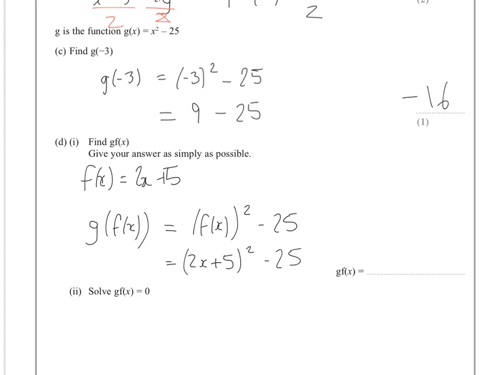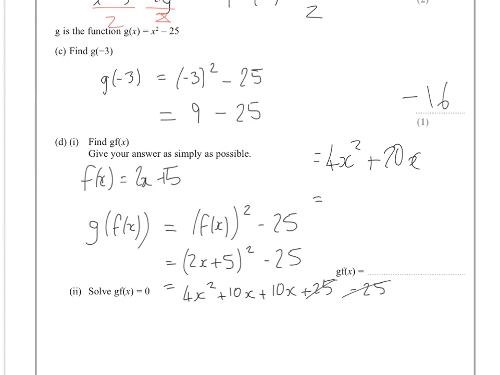Take away 25. Expanding that bracket: 2x times 2x, 4x squared; 2x times 5, plus 10x; 2x times 5, plus 10x; 5 times 5, 25; and then obviously on the end, minus 25. So this gives me 4x squared plus 20x.